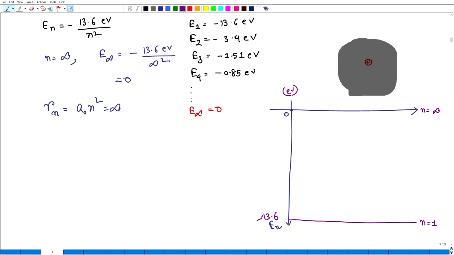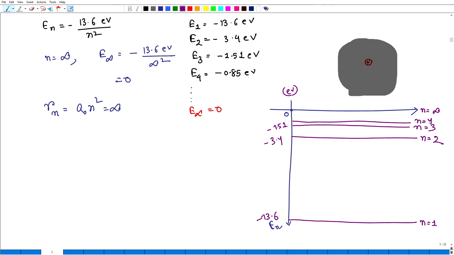Now for n equals 2, that means E2 is minus 3.4, so it's maybe around here, it's not to scale. Now for E3, n equals 3, it's minus 1.51. For n equals 4, and it will get closer together as you increase n, like this.